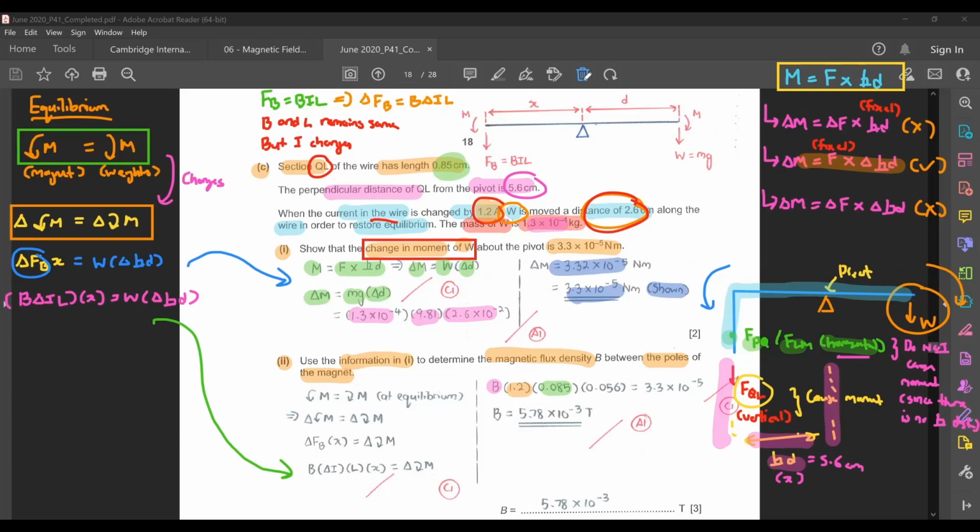And then after that, when you're talking about the perpendicular distance between your magnetic force and your wire, it should be 5.6 centimeter. Again, remember to change it out from centimeter, so now it becomes 0.056 meter. And then lastly, your change in clockwise moment caused by your weight is already found from the question above. Then from there, you can now find out your flux density as 5.78 times 10 power minus 3 Tesla. All right, so that should be it for this question.